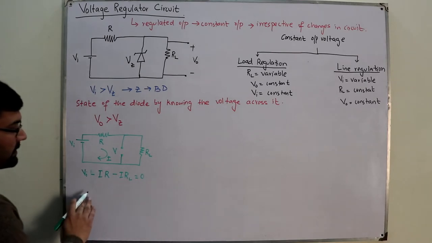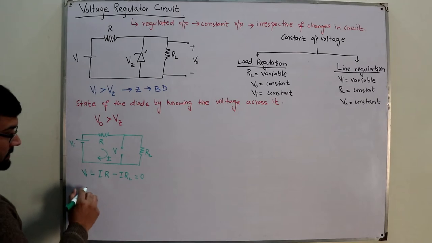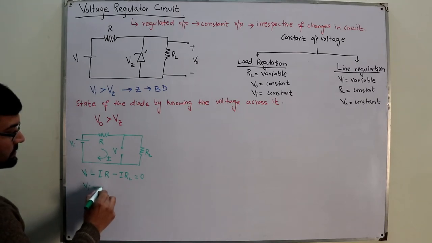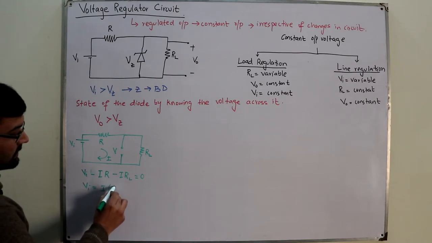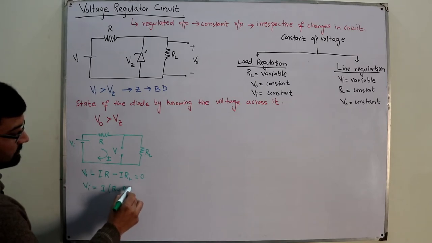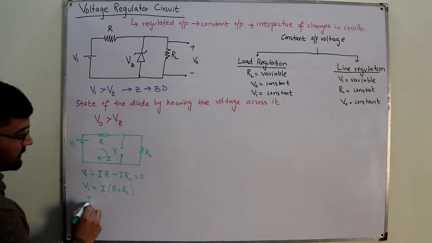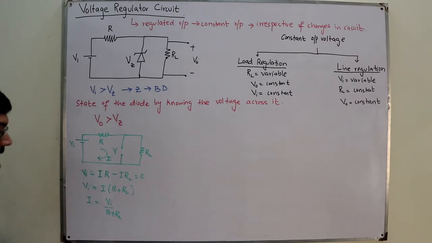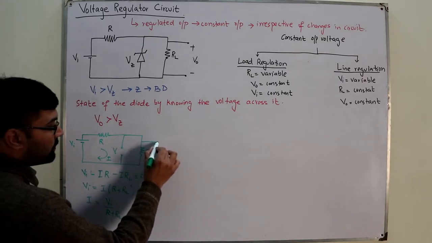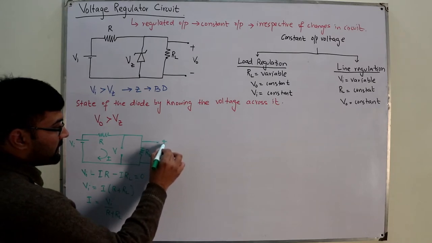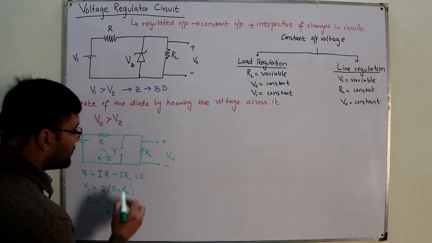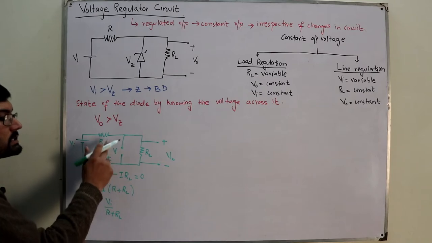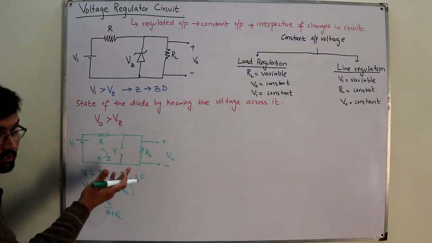So we are basically finding the value of the current. The input voltage is equal to I times R plus RL. This implies that the current is equal to the input voltage divided by R plus RL. This would be the current in the circuit. Now, what are we basically finding? We are finding the voltage across this load resistance, the output voltage, which is also equal to V, the voltage across the open circuit.